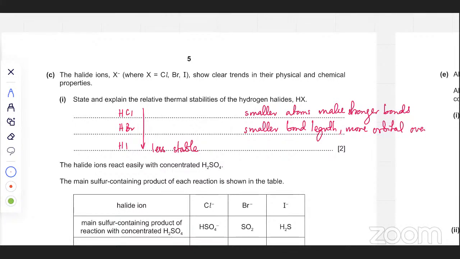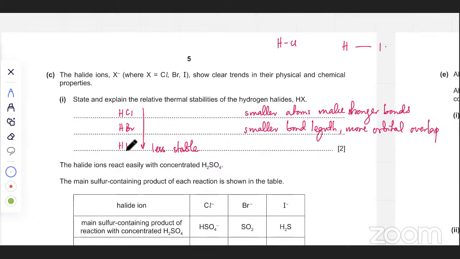So for example, the HCl bond is going to be very tiny. The Cl atom is much smaller. The HI atoms would be really far away from each other. And because of the greater shielding, they wouldn't be attracting each other that strongly. So if they're not attracting each other that strongly, then the bond would be a lot weaker. HI is very, very unstable. It decomposes at room temperature as well. So it's really unstable, which you should know as part of inorganic chemistry.